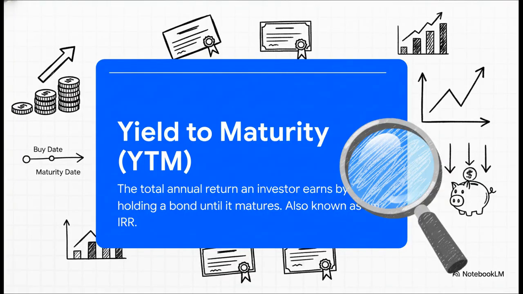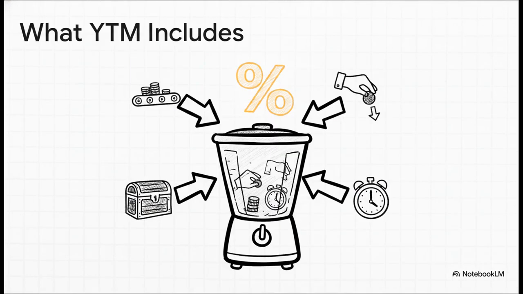So what is YTM? In simple terms, it answers the one question that really matters. If I buy this bond today and I hold on to it until the very end, what will my total annual rate of return actually be? It's a big calculation, but it's designed to give you the most accurate picture possible of what you'll earn. And the reason it's so powerful is because it accounts for everything. It includes all the future coupon payments you're going to get, the price you actually paid, the final payout of the principal when the bond matures, and it even factors in the time value of money. It is the whole shebang.